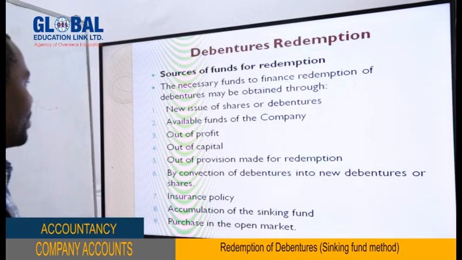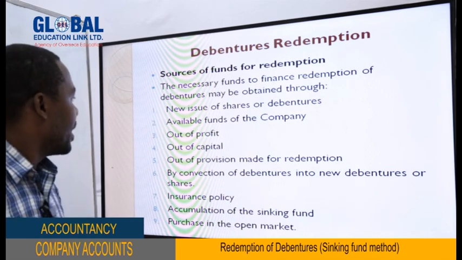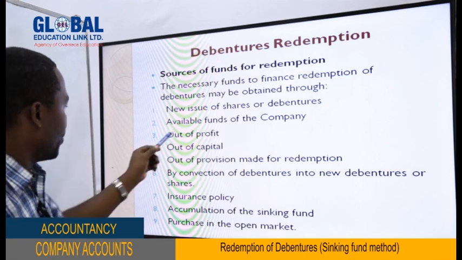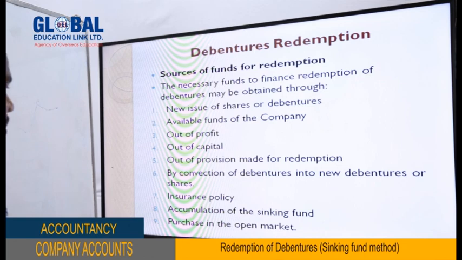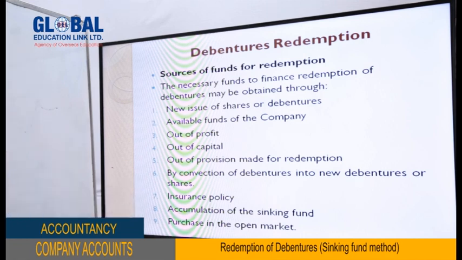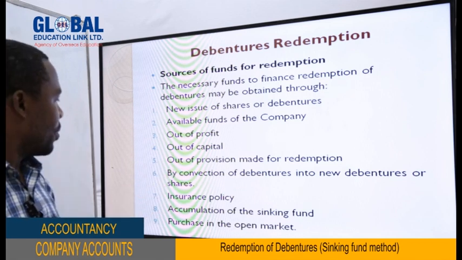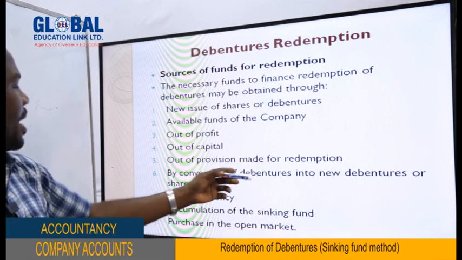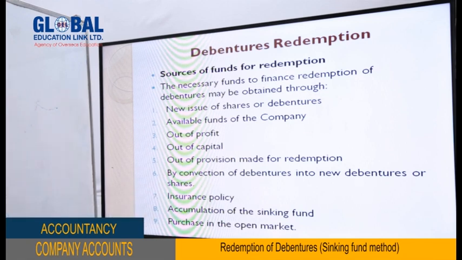The necessary fund to finance redemption of debentures may be obtained through a new issue of shares or debentures. You issue new shares or debentures, that is an external source, to redeem the debentures. Or you use the available funds of the company, that is reserves, or out of profit, or out of capital, using the capital available without replacement, or out of a provision made for redemption. If there is any provision that was made purposely for the redemption, it may be in the form of a sinking fund, which we are going to see later, or by conversion of debentures into new debentures or shares.